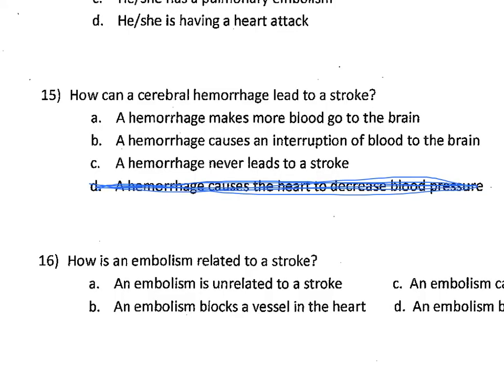Question 15. How can a cerebral hemorrhage lead to a stroke? Is it A, a hemorrhage makes more blood go to the brain? B, a hemorrhage causes an interruption of blood to the brain? Or is it C, a hemorrhage never leads to a stroke?